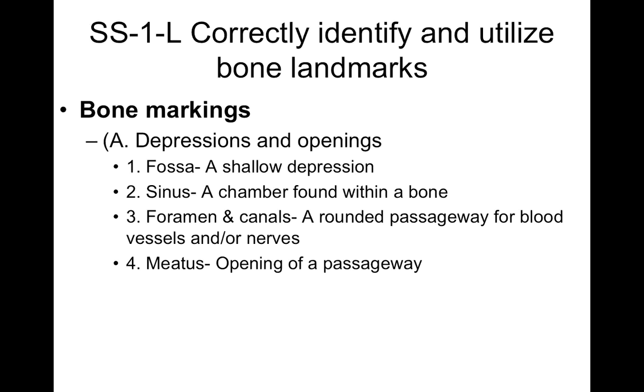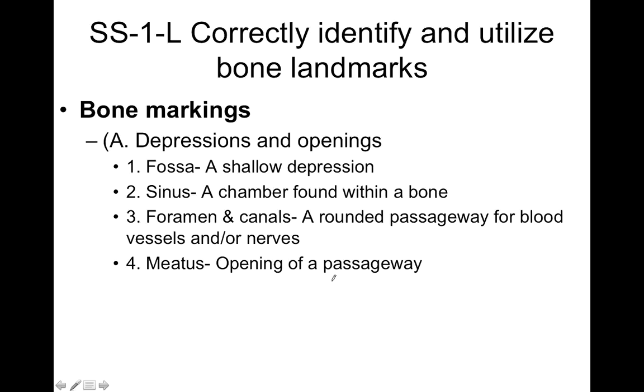And all these landmarks are features that are found on the bone that you would have to identify. So a fossa is a shallow depression. So it's not quite a hole, it's just like an indent in a bone. Sinus is a chamber found within a bone, and think of the sinuses in your skull. Foramen and canals. Foramen are holes that go through a bone, and its singular is foramina. And the material that passes through there are blood vessels, nerves, those types of things.